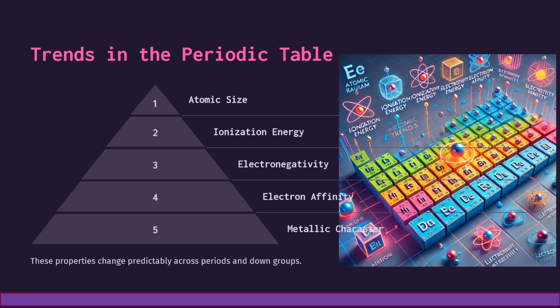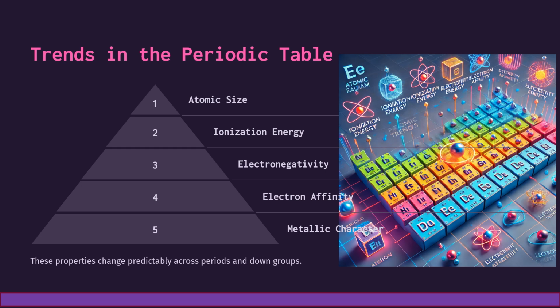Electronegativity measures an atom's ability to attract electrons in a bond. It increases across a period, reaching its peak with fluorine, the most electronegative element. Moving down a group, it decreases as atomic size increases and the pull on shared electrons weakens. Fluorine is such a strong attractor that it forms compounds even with noble gases, which are typically inert.